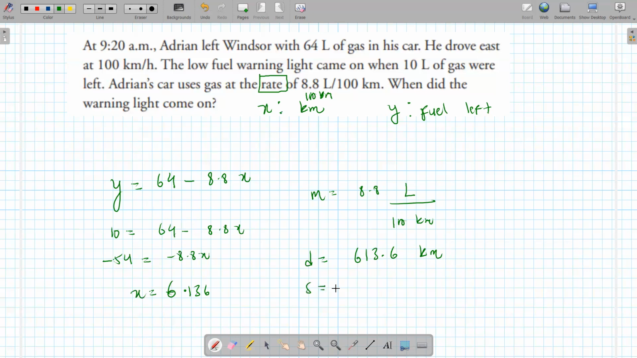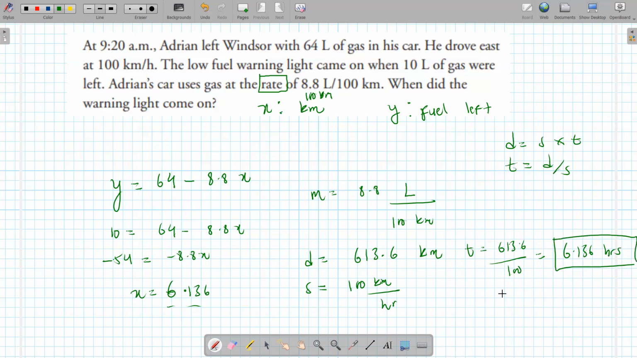Our speed, our velocity, is 100 kilometers per hour. How long did it take? We need to find the time. Now look at this. Distance, speed, and time are related. Distance is speed times time, which means time is distance divided by speed. So using this, we can find the time. 613.6 divided by 100. The time that has passed is 6.136 hours.